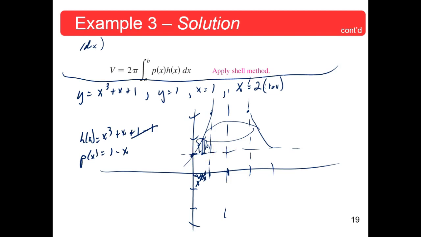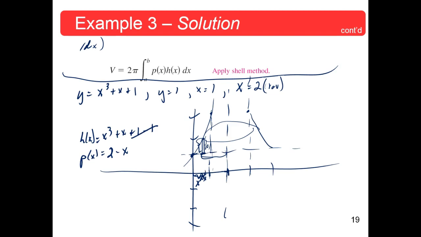Oh, wait. No, you're right. Wait. No, at first it's 2. I'm sorry. It's 2. That's your center of radius here. 2 minus x. Okay. So that's going from 2 to 1. I think it's 2 minus x.